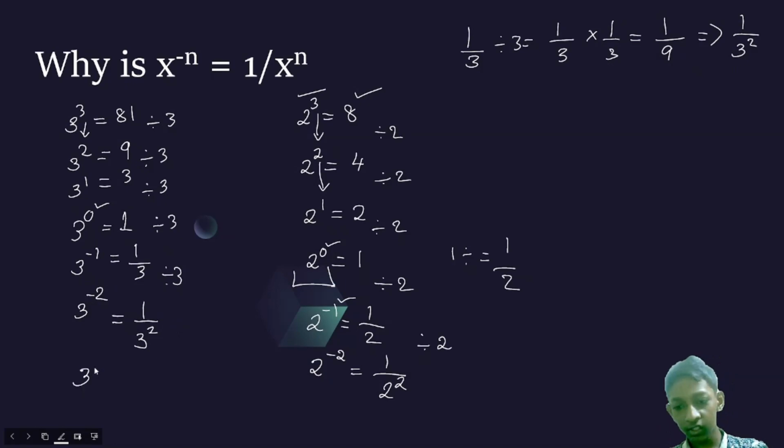In the same way, 3 raised to the power of minus 3 is equal to 1 by 3 raised to the power of 2 divided by 3, that is equal to 1 by 27, and 1 by 27 is 1 by 3 raised to the power of 3. So now we have ended the chapter of exponents and powers, but before ending this video, let's move to a riddle.